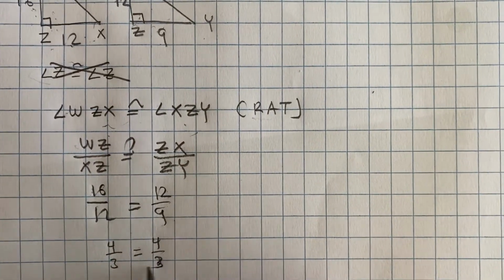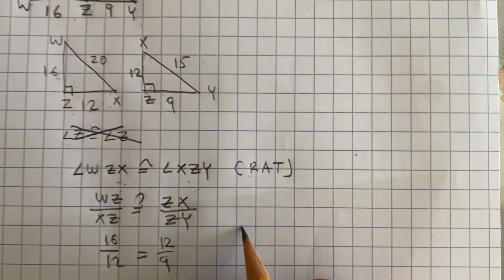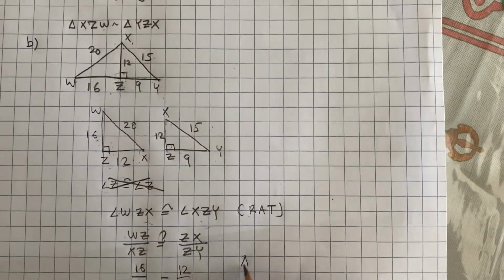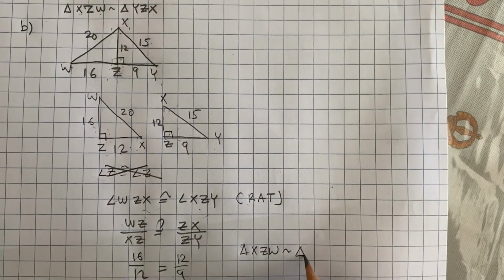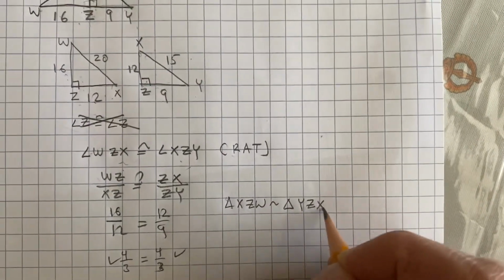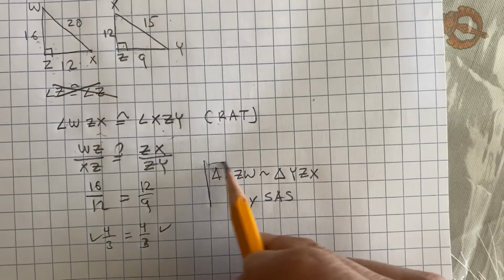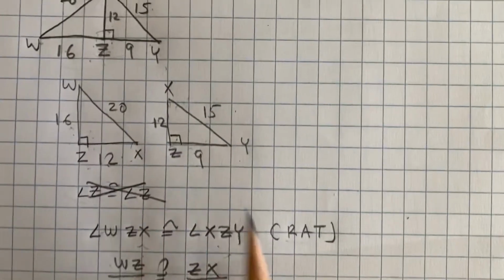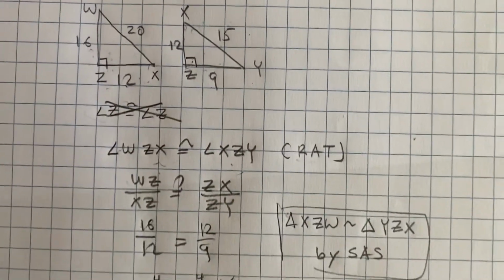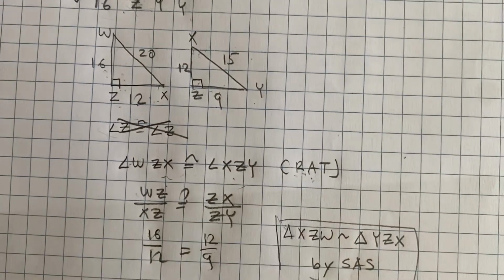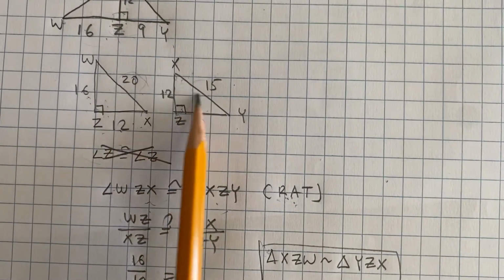They are proportional. So now you can conclude with this statement: triangle XZW is similar to triangle YZX by side angle side. Again, if you use side, side, side on this problem, it would have worked as well, because they give you all three side lengths. But personally, I find using that included angle is a little bit easier. It's one less ratio for me to calculate.